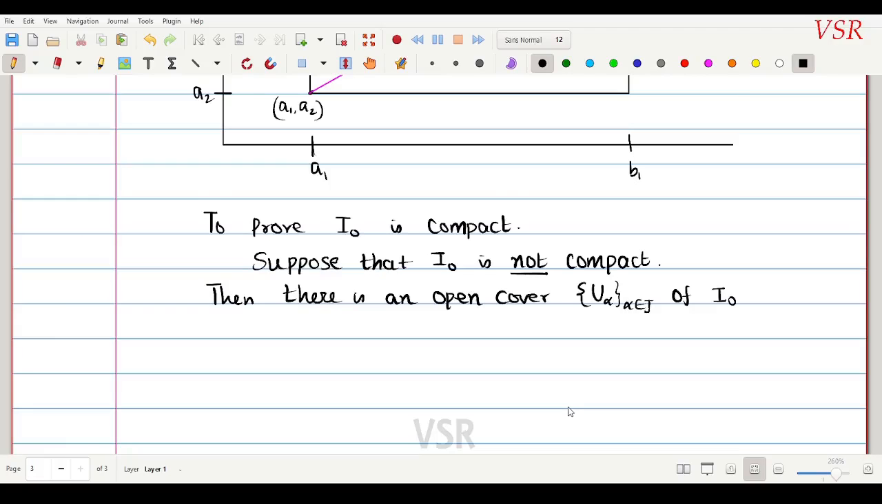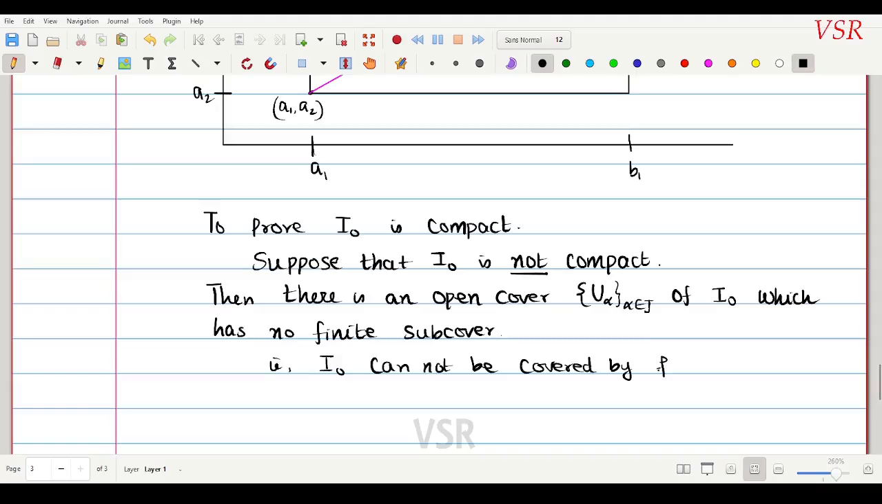Okay, then there is an open cover U alpha where alpha belongs to J of I naught, which has no finite subcover. That is, this I naught cannot be covered by finite members of U alphas. Using finite members of U alphas, I cannot cover I naught. Very simple, I finished it easily. That is why I naught is not compact.